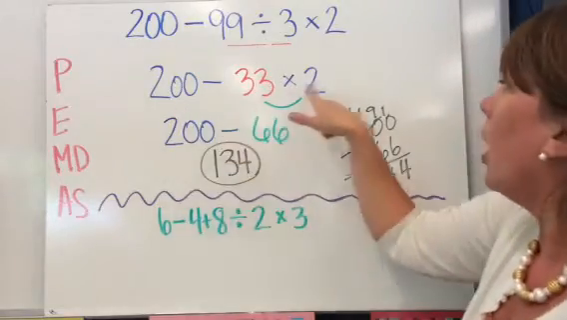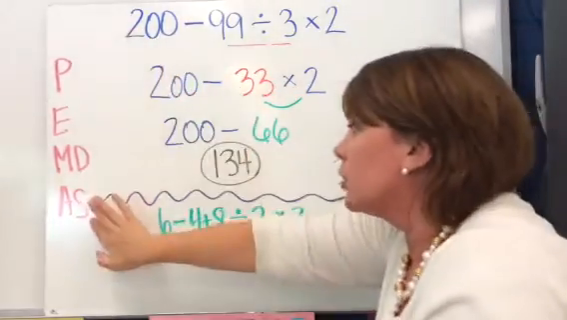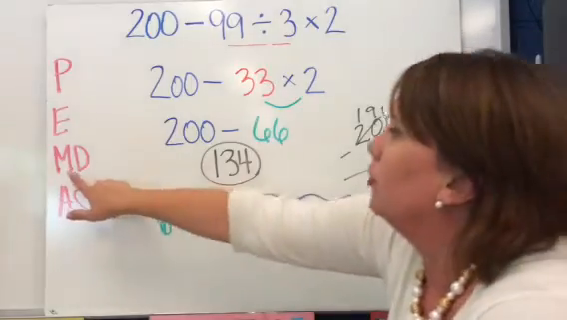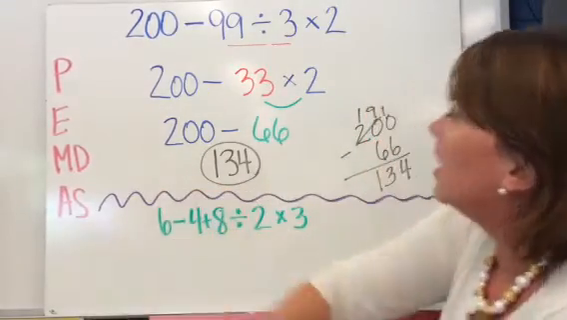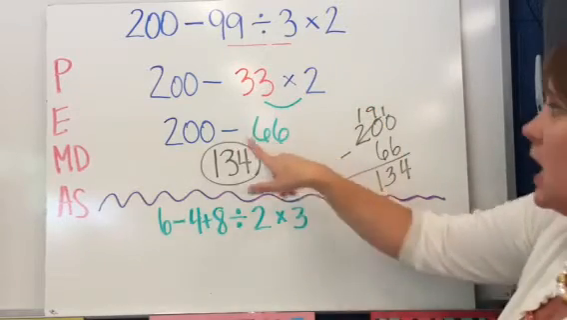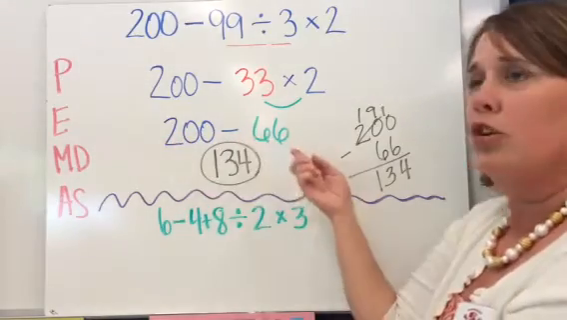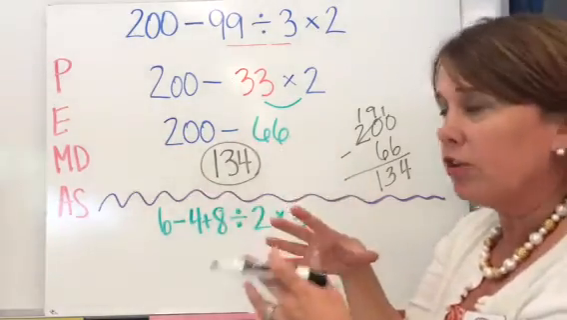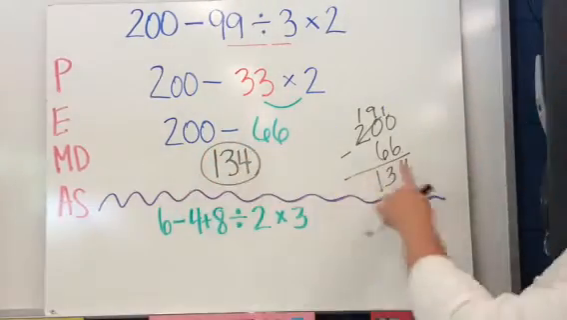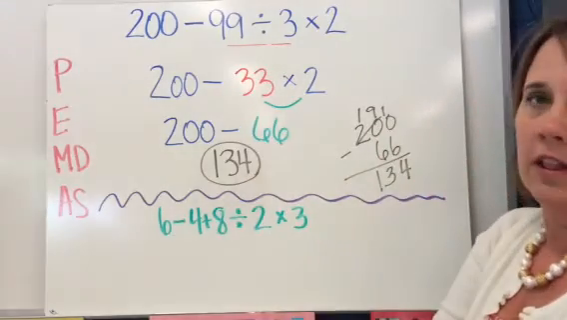And in this brand new problem, I have subtraction and multiplication. And I come back to the order of operations and I determine which one do I do first. And multiplication comes before subtraction, so I'm going to do 33 times 2, which is 66. Bring down the 200 and the subtraction sign. And so now I have a whole new problem. I got rid of another operation symbol, and now I just have to do 200 minus 66. I had to work it over here. And I got 134 for my final answer.